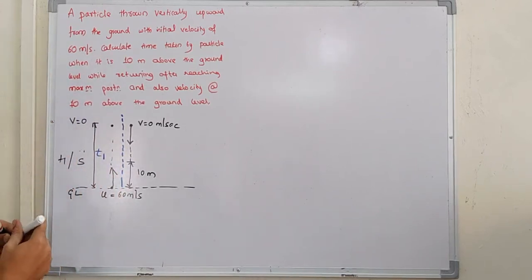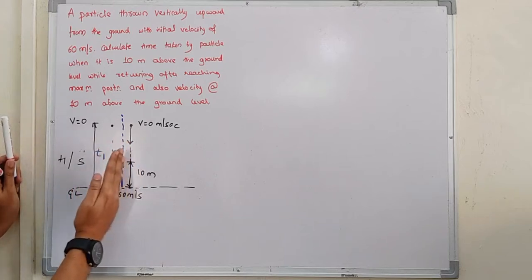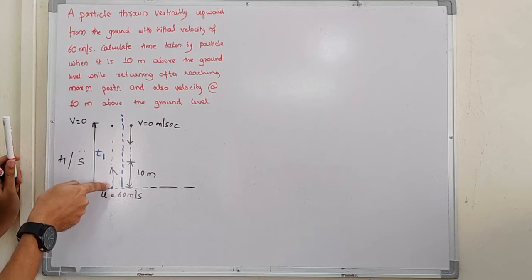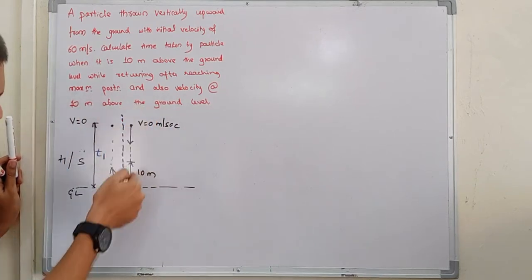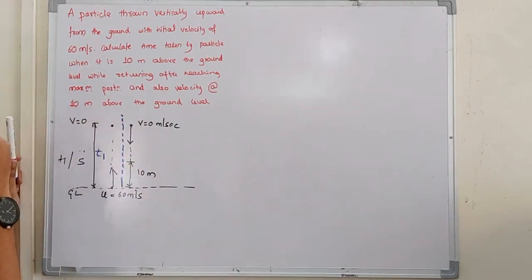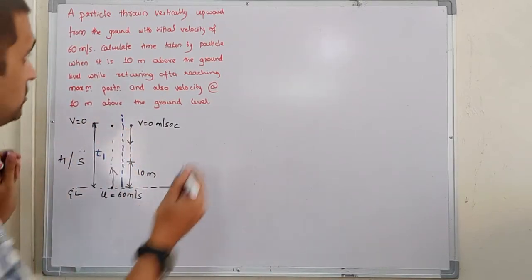Hope this is clear. So what we have done here, we have split up the motion of the particle into two portions. One is from ground to peak value, and the second half will be from peak to the ground. Now looking at the first half, so what is that?